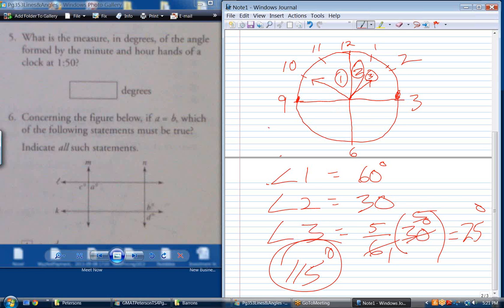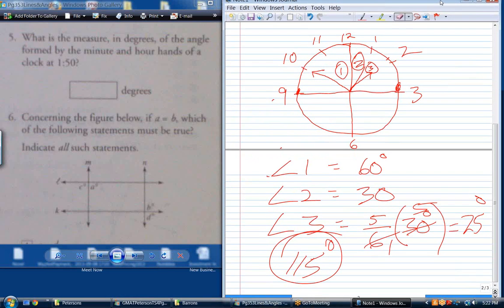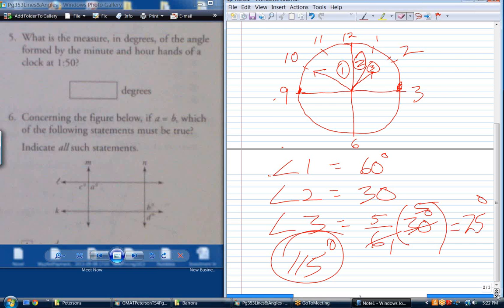Is that because it's 10/12, and 10/12 divided by 2 is 5/6? Right. You could use 10/12, wouldn't change anything. It would be the same. Okay? All right. You don't want to do too many clock problems because they're time consuming.